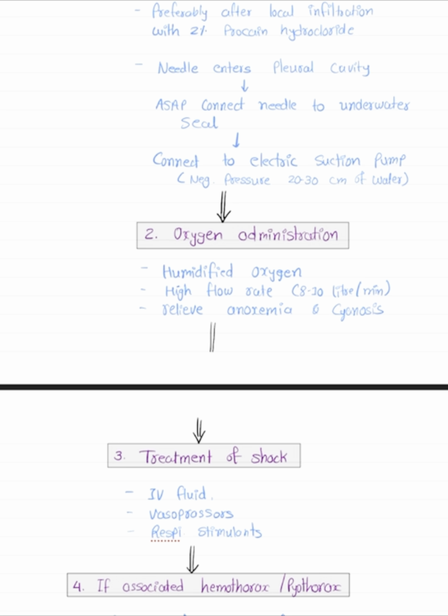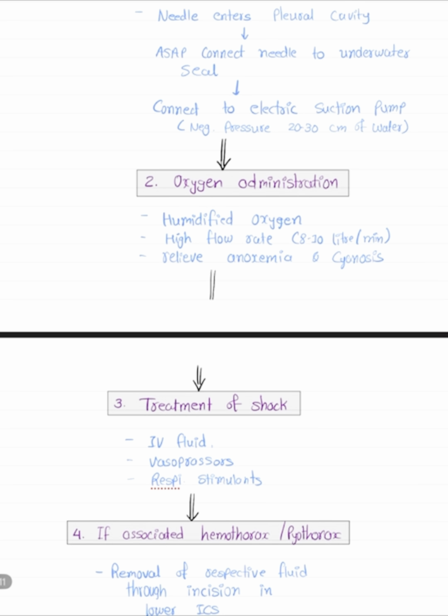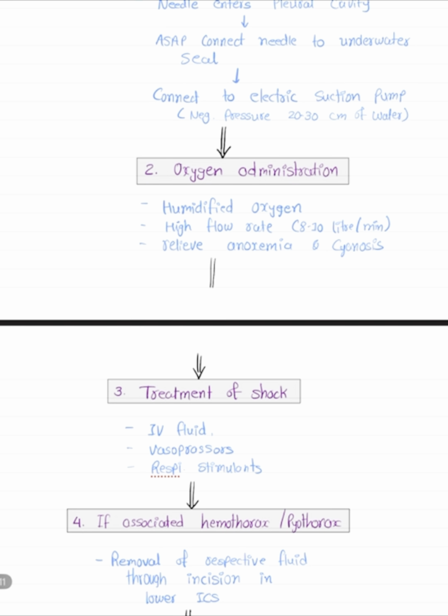Now what exactly does this needle do when it enters the pleural cavity? It will basically help the air to escape from the pleural cavity, which will make the patient comfortable. Now we have to connect this needle to an underwater seal, which is further connected to the electric suction pump. This electric suction pump right here will provide a negative pressure of 20 to 30 centimeters of water.